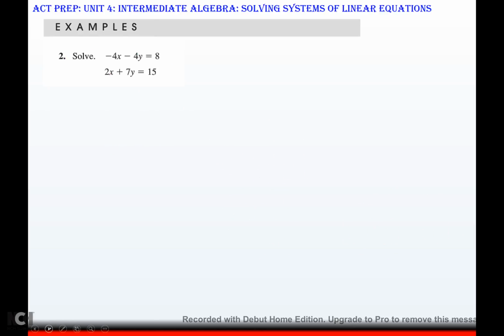Okay? Alright, on this one, they are lined up vertically. The x's line up, the y's line up, the constants line up. But if I try and add right now, I'm going to get negative 2x plus 3y equals 23. That doesn't help me because neither one of my variables were eliminated. So before I add them, I'm going to have to multiply the top by the bottom and the bottom by the top. But you got to pick who you're going to eliminate first.